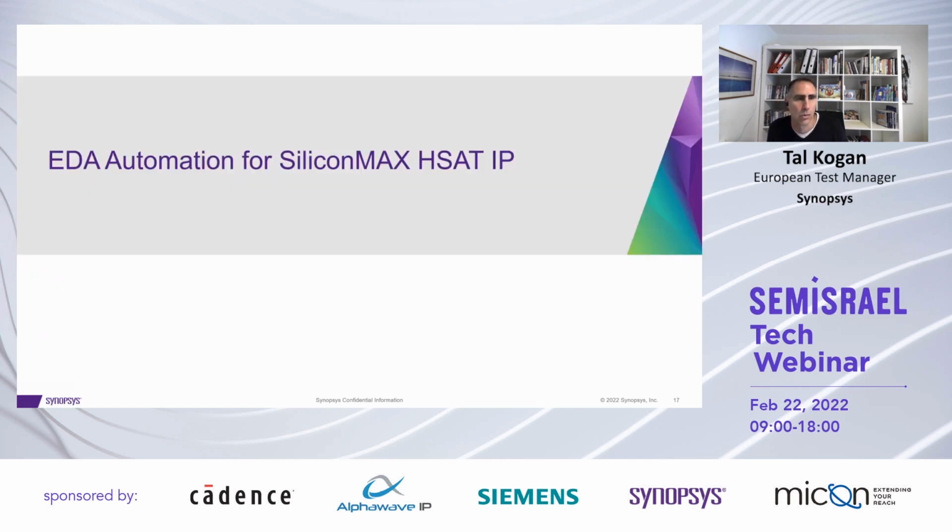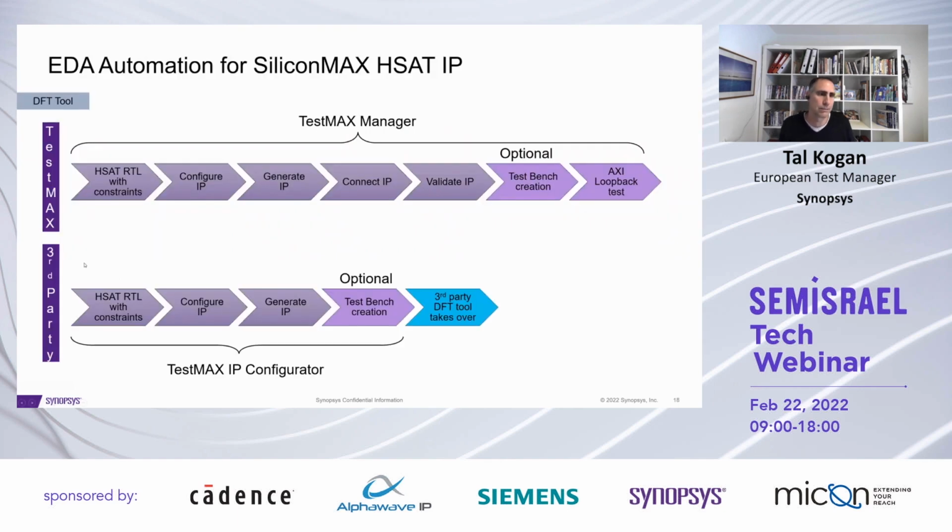Okay, so what kind of automation do we need to build around this IP? Imagine you have your RTL and then you want to test it, right? So you have your scan network, the regular one that you want to have, but then you need to add this IP that I showed you in the previous slide. So you write out that IP. You need to configure it. You need to generate it.